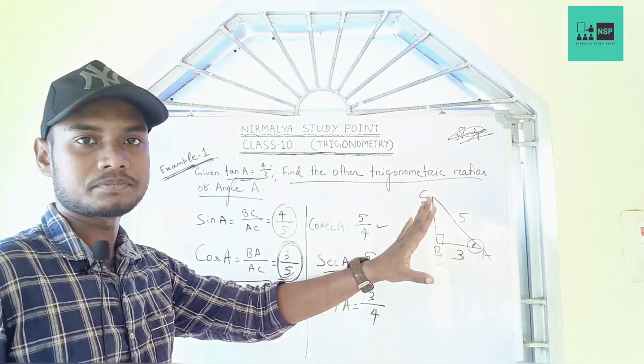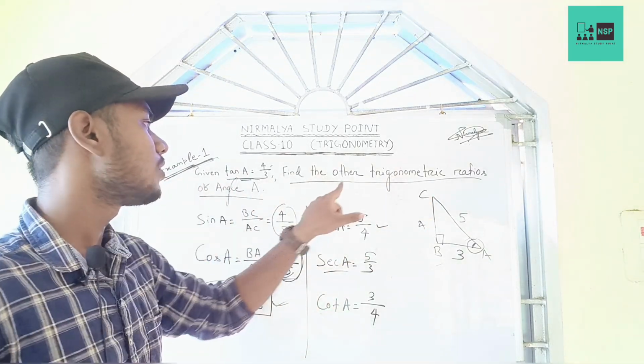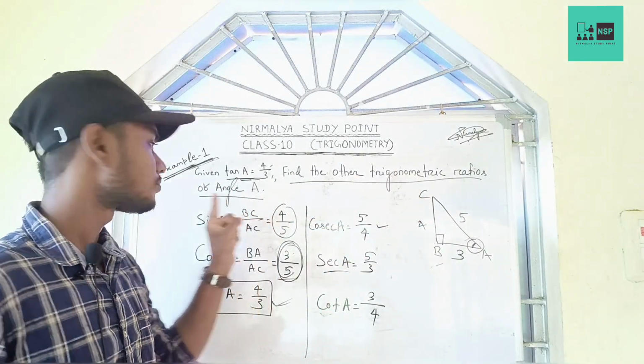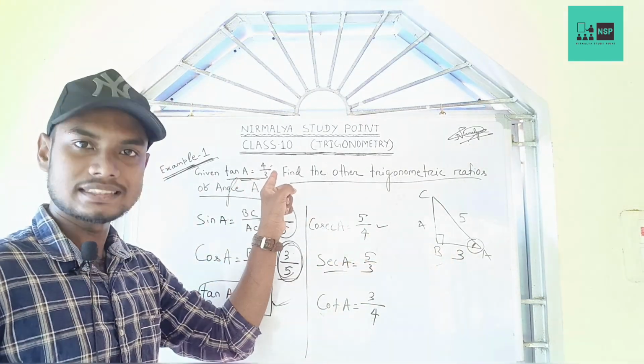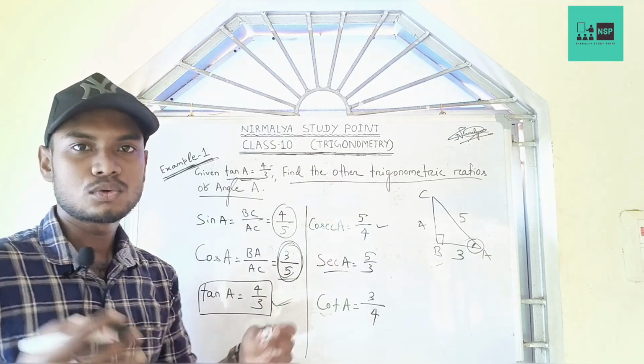By this process, by this easy method, you can find out all the trigonometric ratios of angle A, where tan A is equal to 4 by 3 is given. Okay, so let us do the next one.